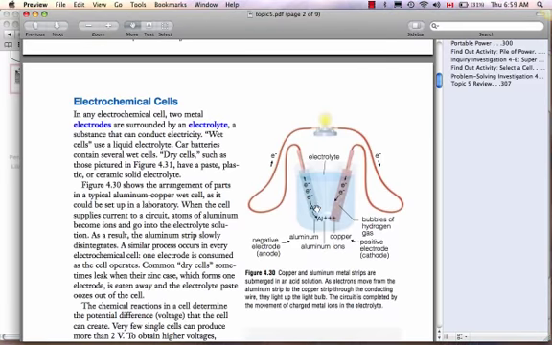There it is. So you have a negative electrode called the anode, positive electrode called the cathode. Electrons move from the anode through the wire and they collect at the cathode, the positive end. You need two different metals. So in this picture, it's aluminum and copper. And that's how it works.